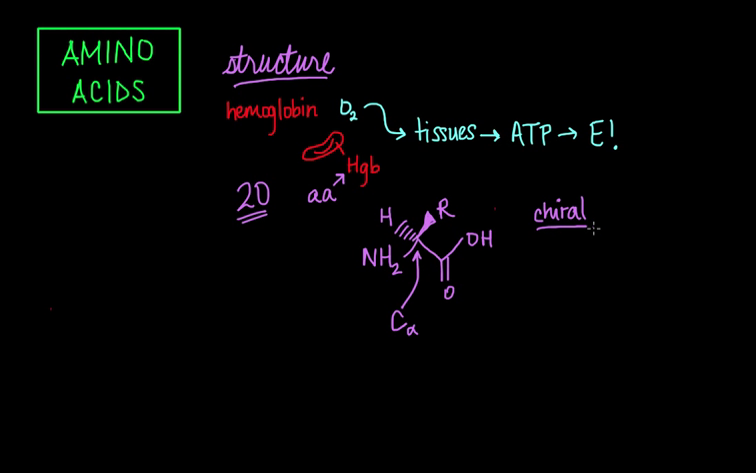And remember that chirality really refers to optical activity. In other words, if you were to shoot plane polarized light at an amino acid, then because this carbon is chiral, it would rotate that light. And so that's what chirality is really referring to. It's referring to optical activity.